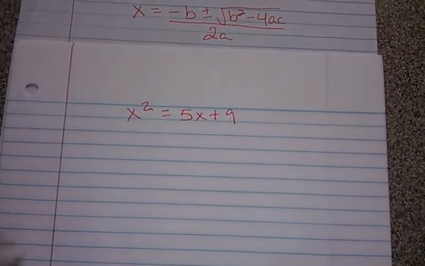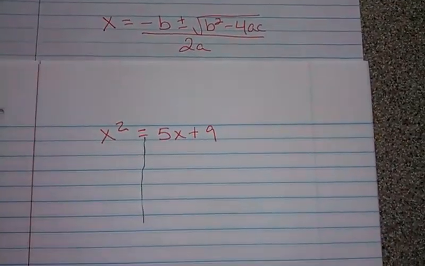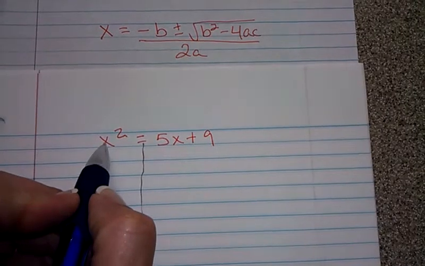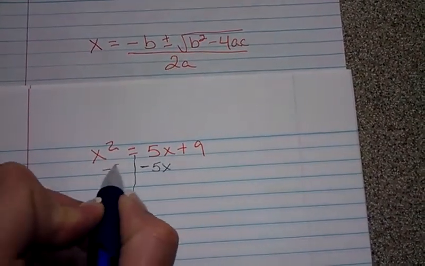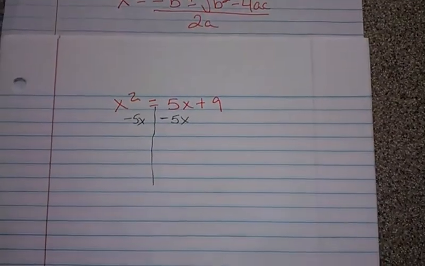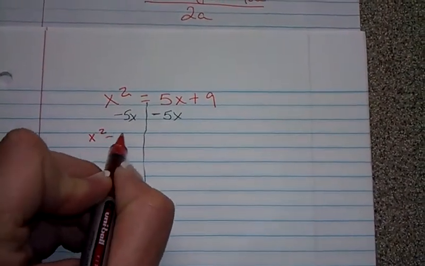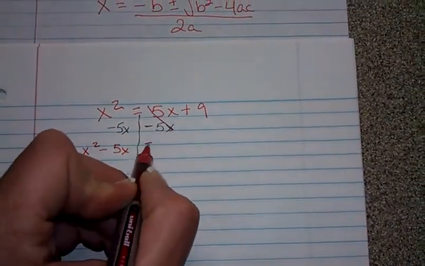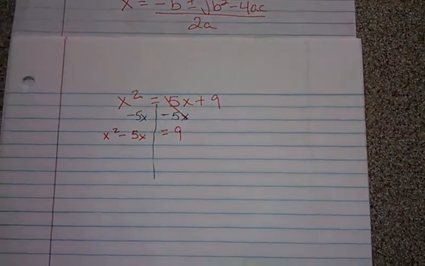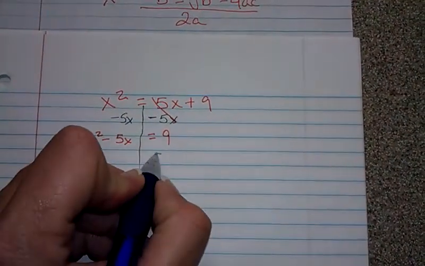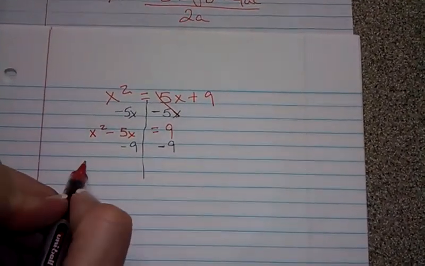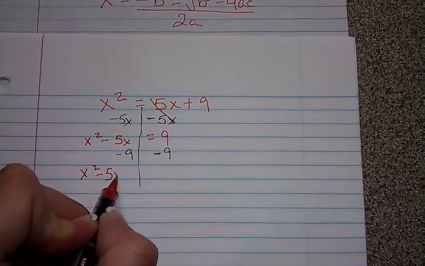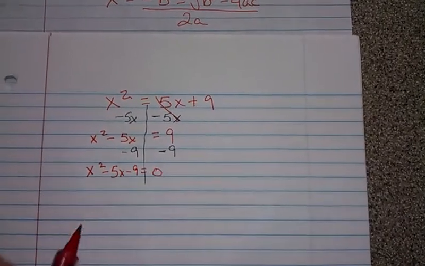Well, first off, before we can do anything, we have to make sure that it's all in standard form. I need my x squared to be positive, so I'm going to move these to the other side. So I subtract 5x from each side, and I get x squared minus 5x equals 9. I'm going to move the 9 to the other side, so I'm going to subtract 9 from each side. I get x squared minus 5x minus 9, and it equals 0.